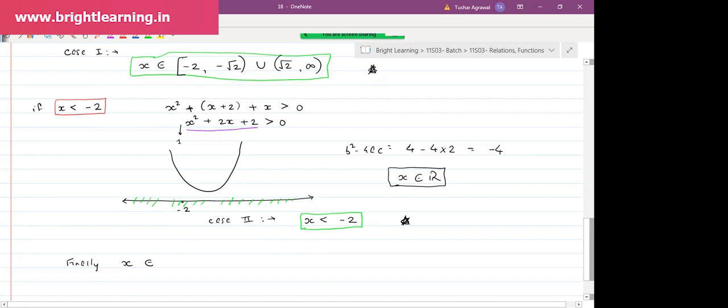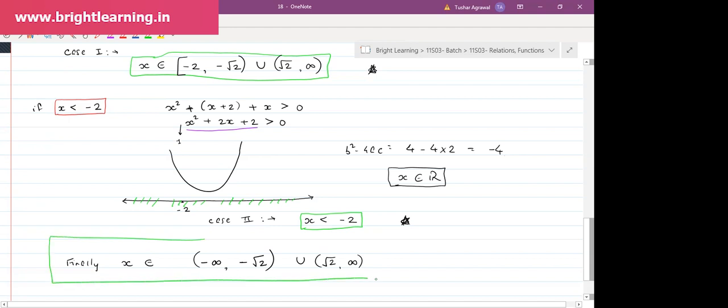So the answer will be, we have already decided, less than negative 2, and so you can say it is minus infinity to negative 2. Minus 2 is included in the first case, so up till negative root 2, open at negative root 2, union root 2 to infinity. This will be my final answer. Yes, this will be the solution.